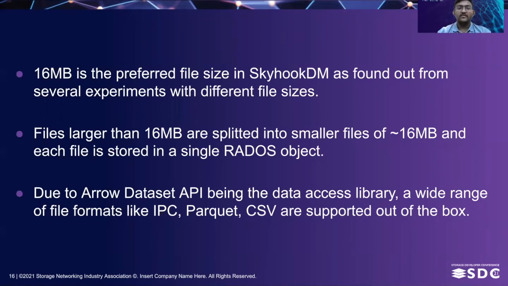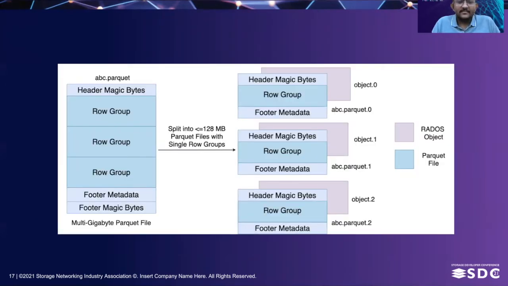Hence, Skyhook can be used on different datasets having different files of different formats like IPC, Parquet, CSV, etc. Let's understand the file layout design of Skyhook.